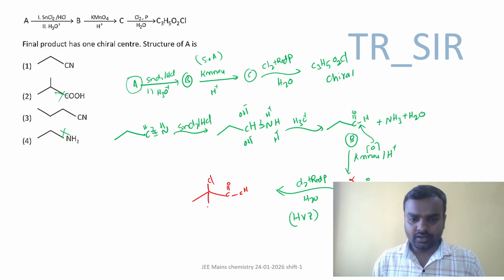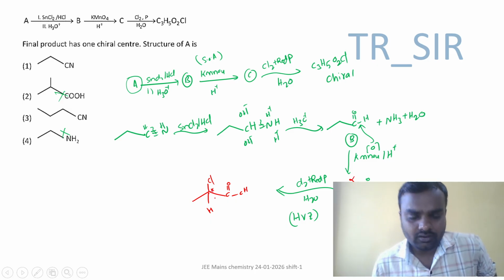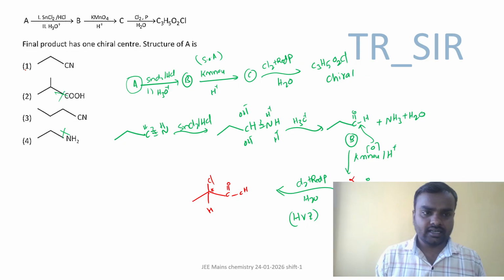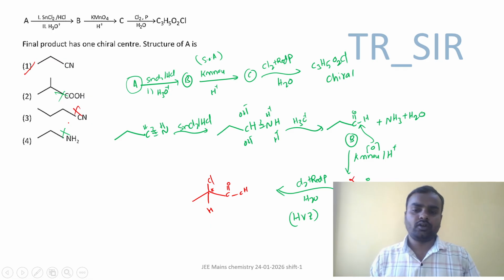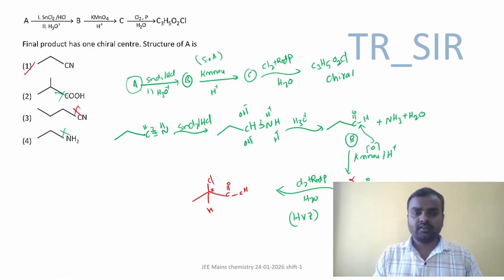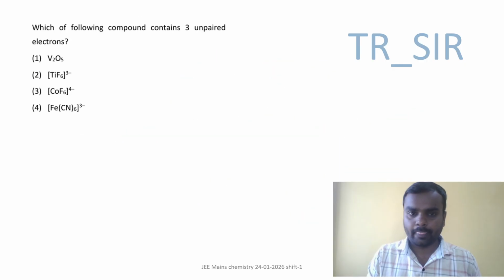So here you can see a chiral center will be there. So that means what happened? You have the option, A is the correct option. If I take the C, the number of carbons does not come equal to the product. So option A is the correct answer for this question.